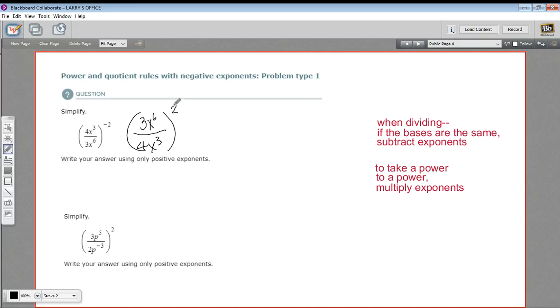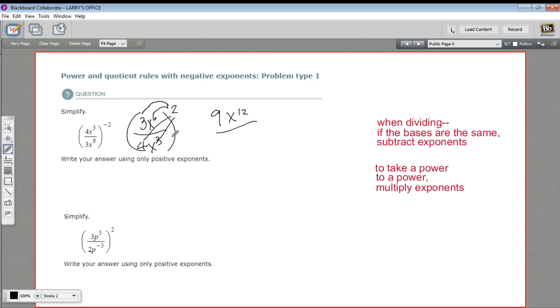Now I think I'm going to take this second power and raise everything in here to the second power. So it needs to apply to the 3, to the x to the 6th, to the 4, and to the x to the 3rd. 3 to the second power, that's 3 squared, that's 9. X to the 6th to the second power, when you raise a power to a power, you multiply the exponents. So 6 times 2 is 12. This would be x to the 12th.